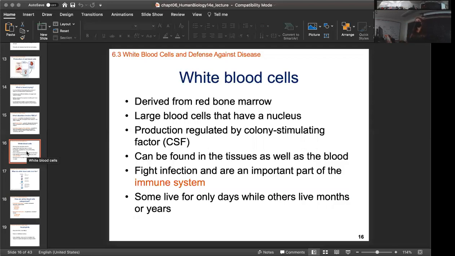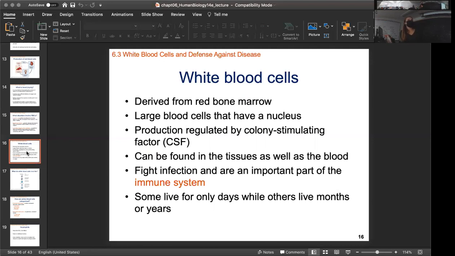White blood cells are also derived from the red bone marrow, like in the compact part of your bone. These large blood cells have a nucleus, which if you remember from a couple of slides ago, I was describing as round or lima bean shaped, or kind of bubbly looking. Remember, the red blood cells don't have a nucleus. So if the question said, compare a red blood cell to a white blood cell, one of the things would be that white blood cells have a nucleus and red blood cells do not. But they are both derived in the red bone marrow.